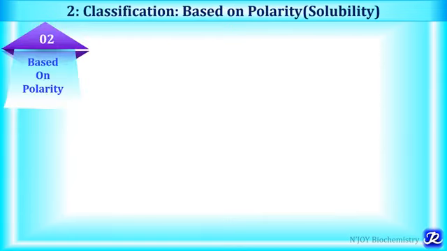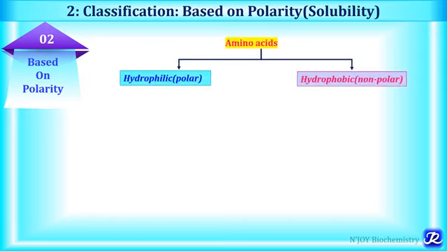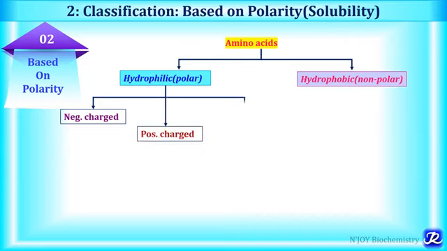Second way of classification of amino acids is based on polarity, that is solubility. So they can be polar or non-polar. Polar are hydrophilic, which are water loving, and non-polar are hydrophobic amino acids, which are water hating amino acids. The examples of hydrophilic amino acids, which are polar in nature, they can be negatively charged, they can be positively charged or uncharged. The amino acids which are negatively charged and polar in nature are the acidic amino acids.